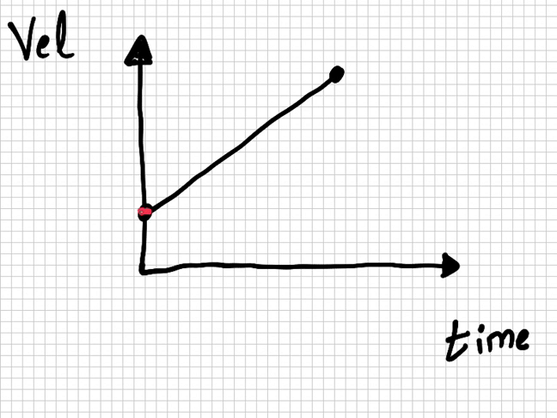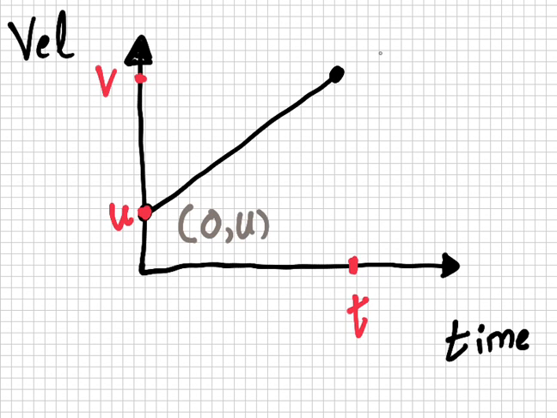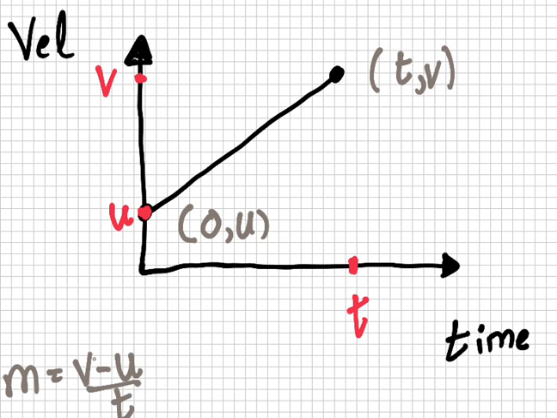SUVAT. Which letter represents the speed at the start here? U. So that's U. And then the speed at the end here? V. And then what would this one here be? T. Now, let's work out the slope of this line. This is the point 0, U, and this is the point T, V. So the slope would be V minus U over T. Now, what's that? Change in velocity. Yeah, very good. Change in velocity over time is acceleration. So this is our first result.